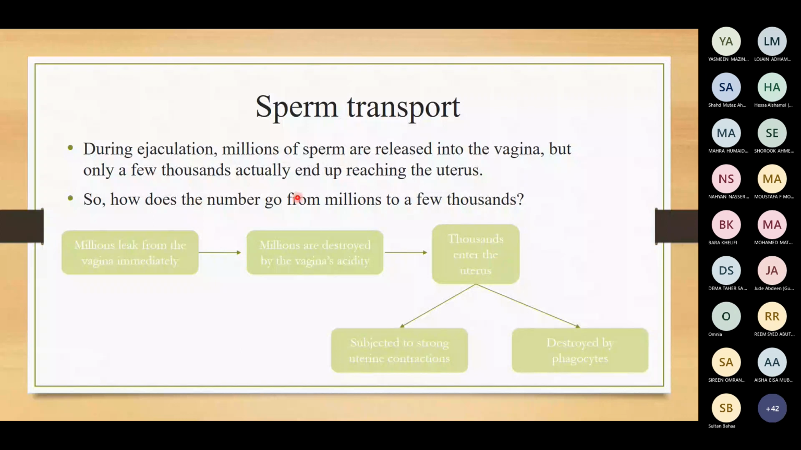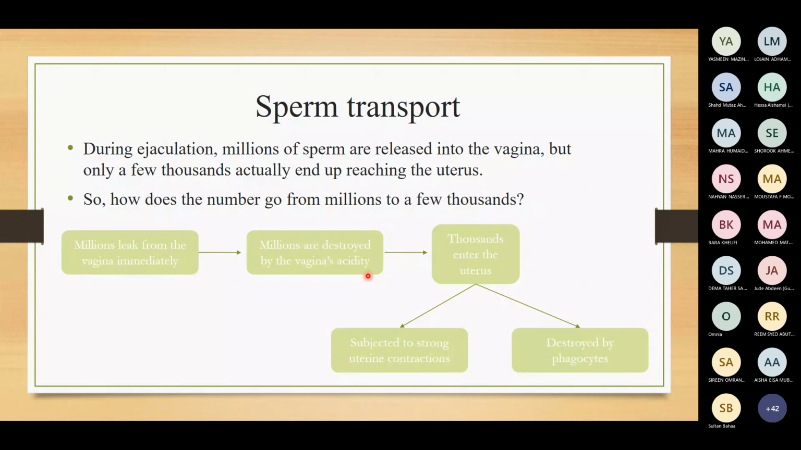So how does the number go from millions to a few thousand? Well, sperm face so many obstacles when they're trying to reach the egg. First, we're going to lose millions and millions of sperm. They're just going to leak from the vagina. They're in there for a split second and then they leak out. So that's the first obstacle. The ones that do stay in the vagina are destroyed by acidity, because the vagina's environment is very acidic and sperm don't like acidic environments. So that's the second obstacle.